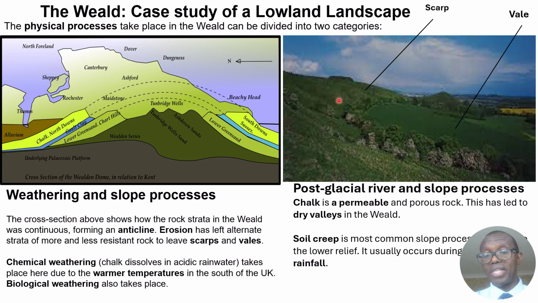and that's because the valley sides here are a lot more gently sloping than the ones that you'd get in the Lake District. So that means that when you get very heavy rainfall, the unconsolidated material is likely to flow down the slopes at a much slower rate, and that's why it's referred to as soil creep.